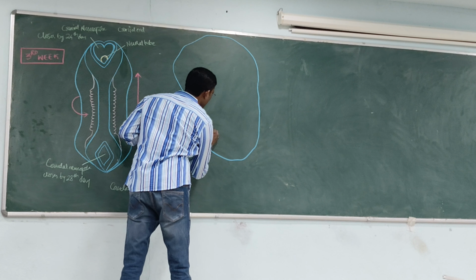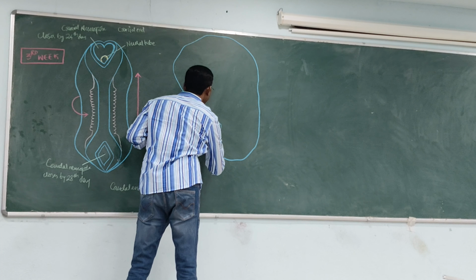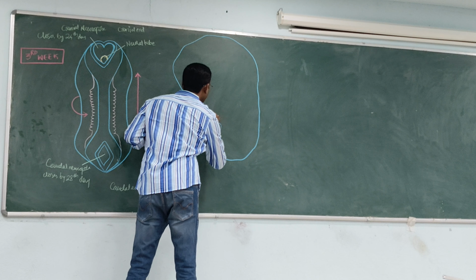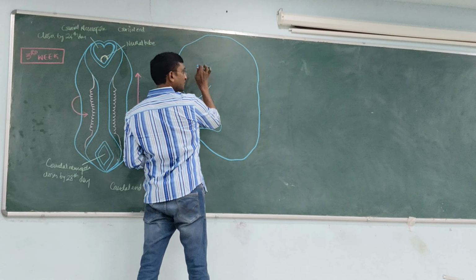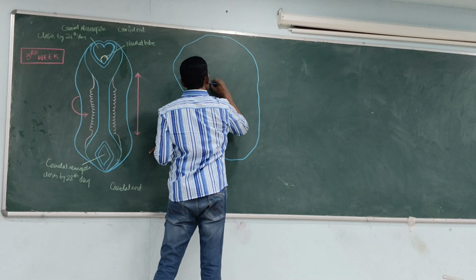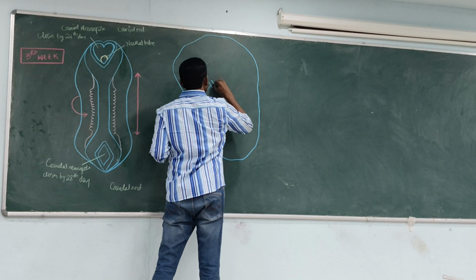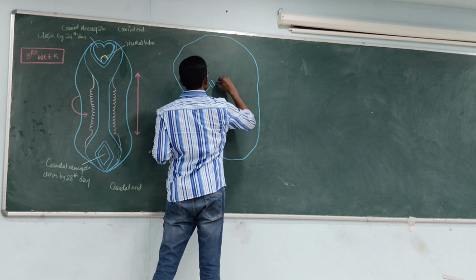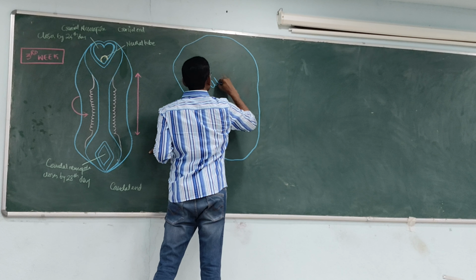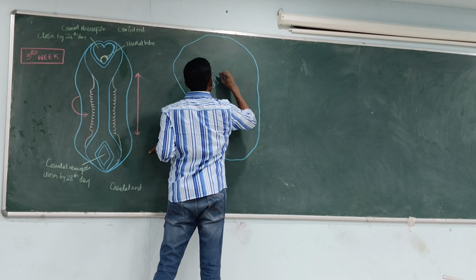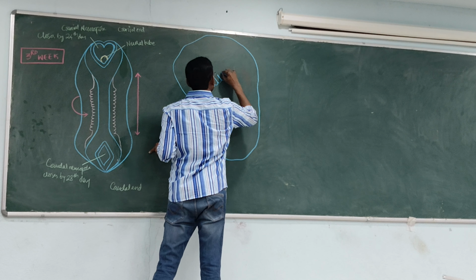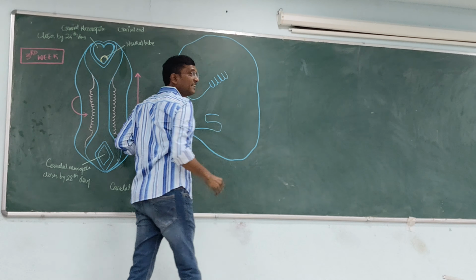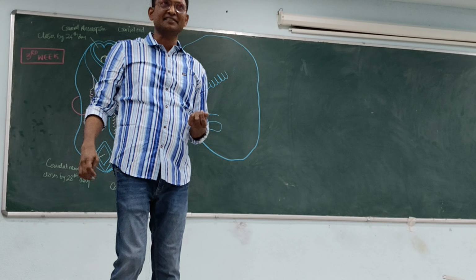And from here, I just wanted to keep some more structures. This one will be the umbilical cord. Okay. And now, this is the cranial end of the embryo. From here, you will now see the development of some special structures. That is six pairs of pharyngeal arches.